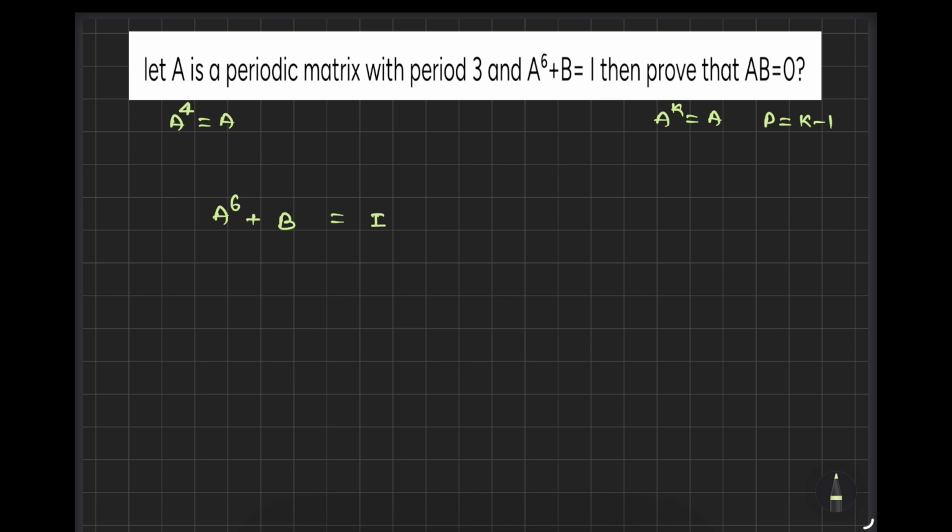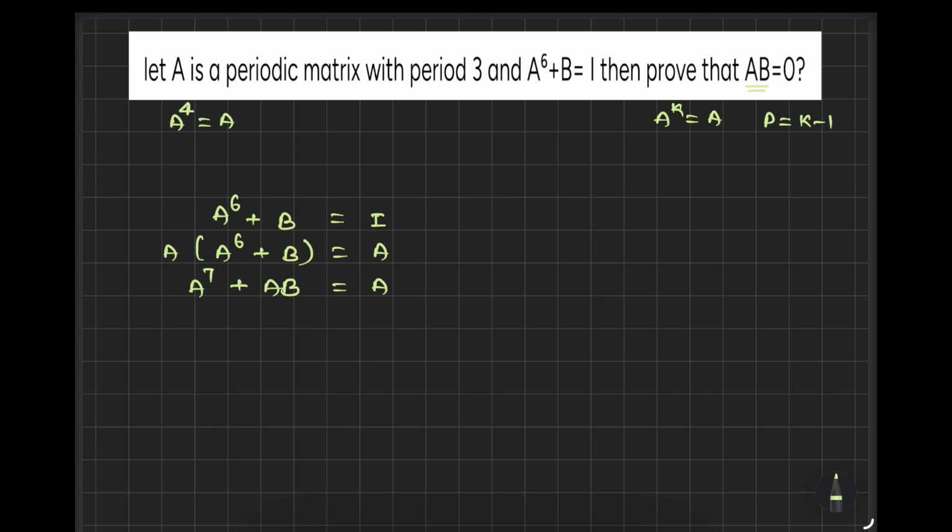and they are interested in finding AB. So when will we get AB? If we pre-multiply both sides by A, then we will get AB. So let's pre-multiply both sides by A. So A times (A power 6 plus B), and A times the identity will become A. So here we got A power 7 plus AB equals A.